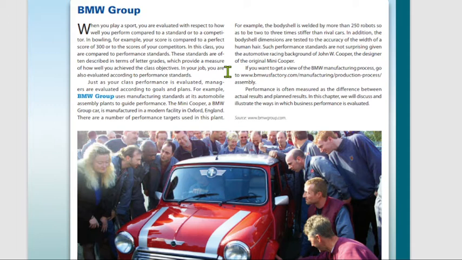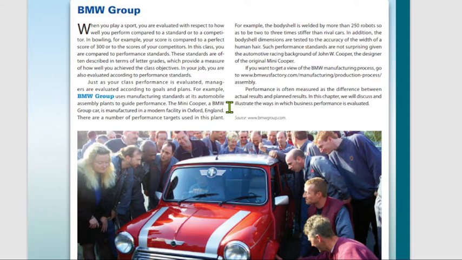So in your job, you are also evaluated according to performance standards. So kapag nagkaroon na tayo ng trabaho, we are also measured by the performance standards set by the company. Just as your class is evaluated, managers are evaluated according to the goals and the plans of the company. BMW uses manufacturing standards in its automobile assembly plants to guide performance.